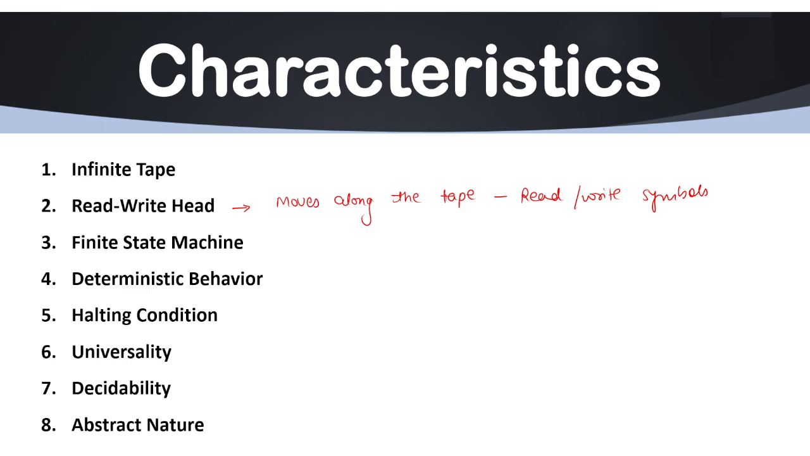All right, the machine has a read-write head that moves along the tape one cell at a time. So this particular thing is very, very important. It can either read the symbol in the current cell or it can write a new symbol based on the machine's instructions. Also, the head can move either left or right, which allows the machine to modify the content of the tape as it processes the input.